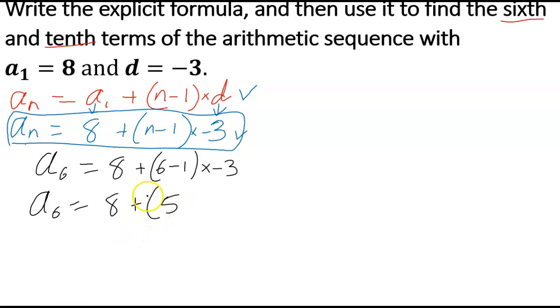If you forget to put this parenthesis, you have the tendency to add 8 plus 5 first, which will be wrong because you still have times this negative 3 here. So a6 equals 8 plus, and then 5 times negative 3.